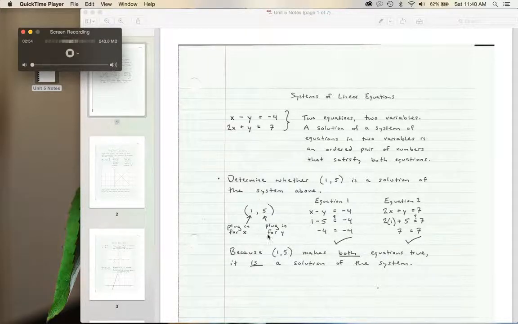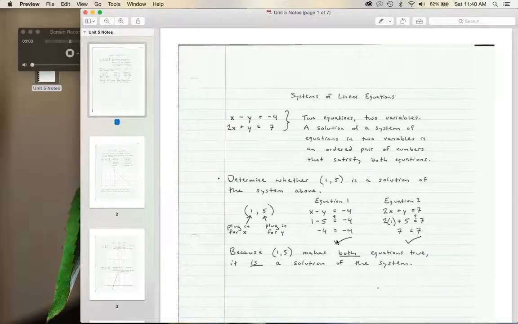So because 1, 5 makes both equations true, we end up with true mathematical statements in each equation. This means that this ordered pair, 1, 5, makes both equations true. It is a solution to the system.